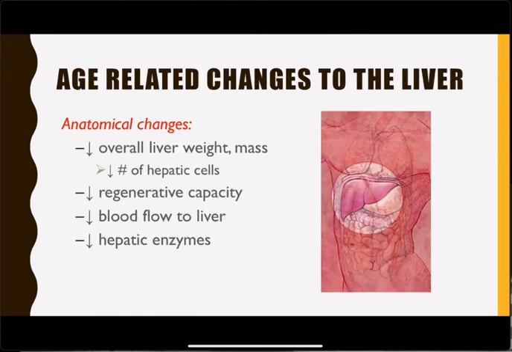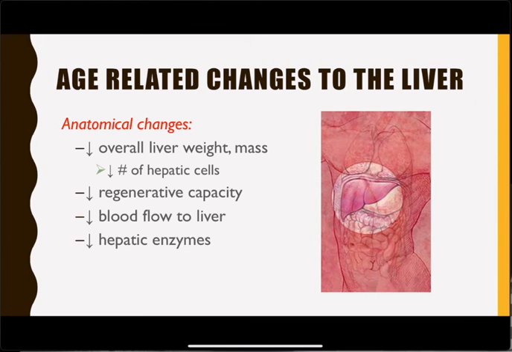So let's just end with what age does to our liver, and that will be the wrap on this one. We'll start with the anatomy and then we'll talk about what it means for the physiology. As we age, we lose hepatic cells. That's not all bad because we have a huge reserve of our liver. We have more than we need. But it does overall get smaller.